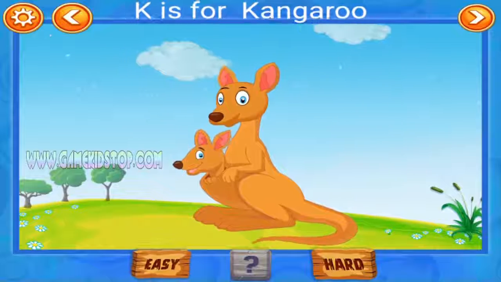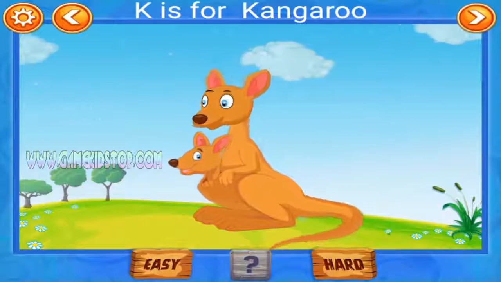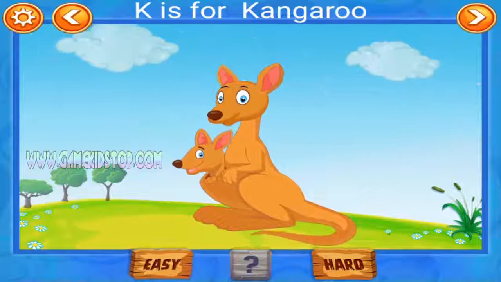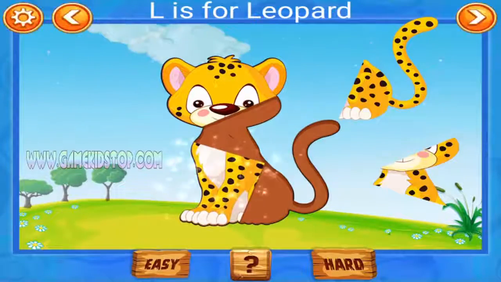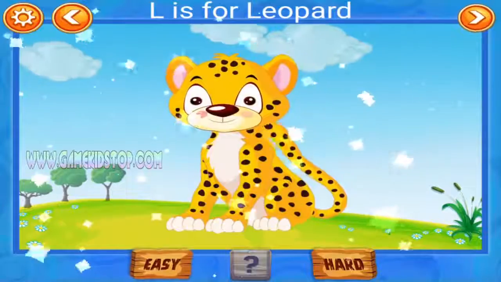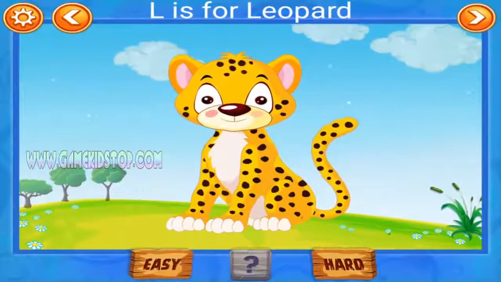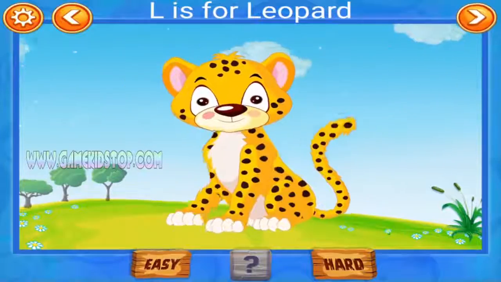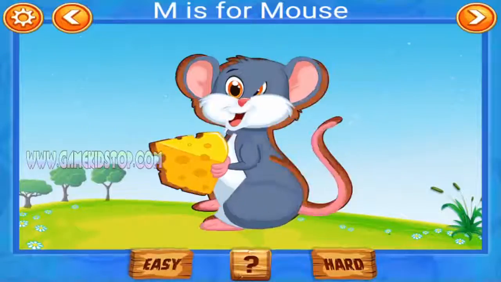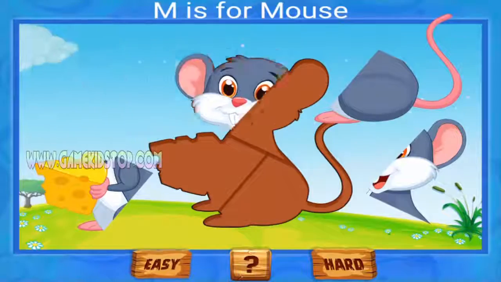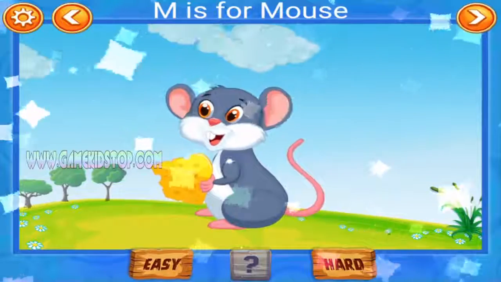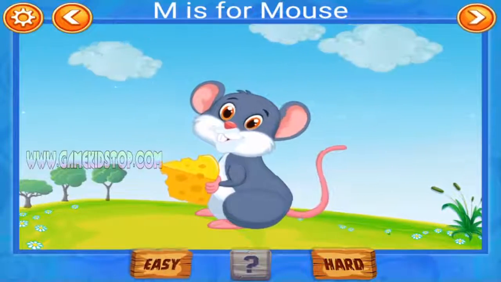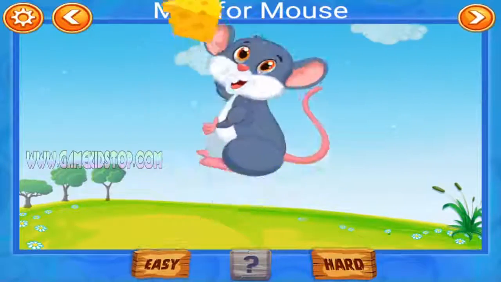Kangaroo. K is for kangaroo. Come back fast. It's time to solve a puzzle. L is for leopard. Leopard. It's time to solve a puzzle. M is for mouse. Mouse.